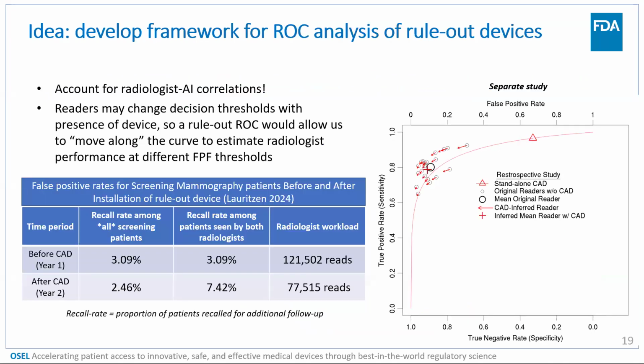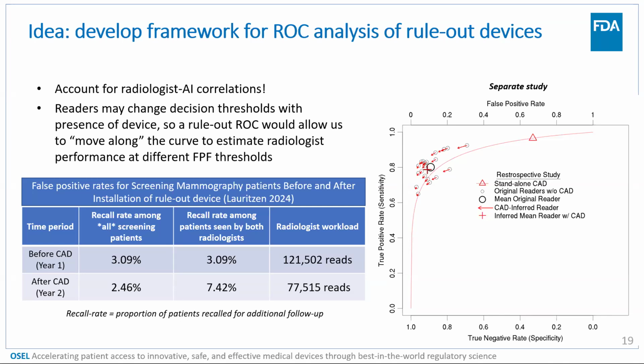So our idea was to develop a framework for ROC analysis of rule-out devices, accounting for the radiologist and AI correlations. And one advantage of an ROC curve is that readers may change decision thresholds with the presence of a device. So having a rule-out ROC curve would essentially allow us to move along the curve and estimate radiologist performance at different thresholds.